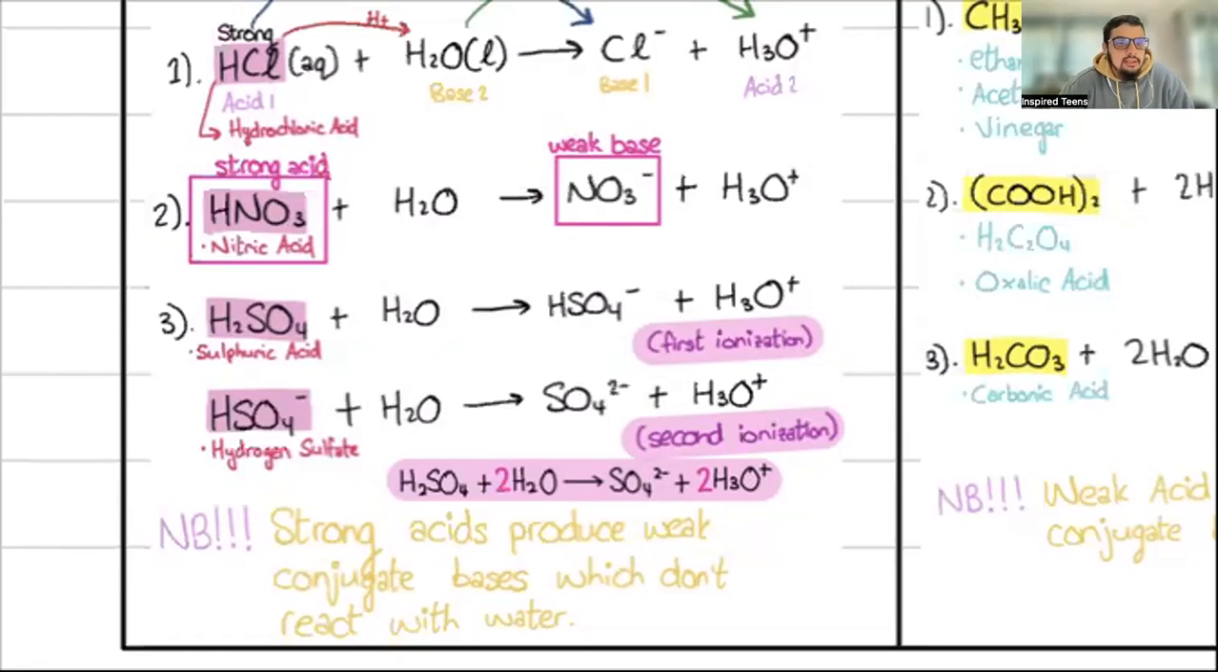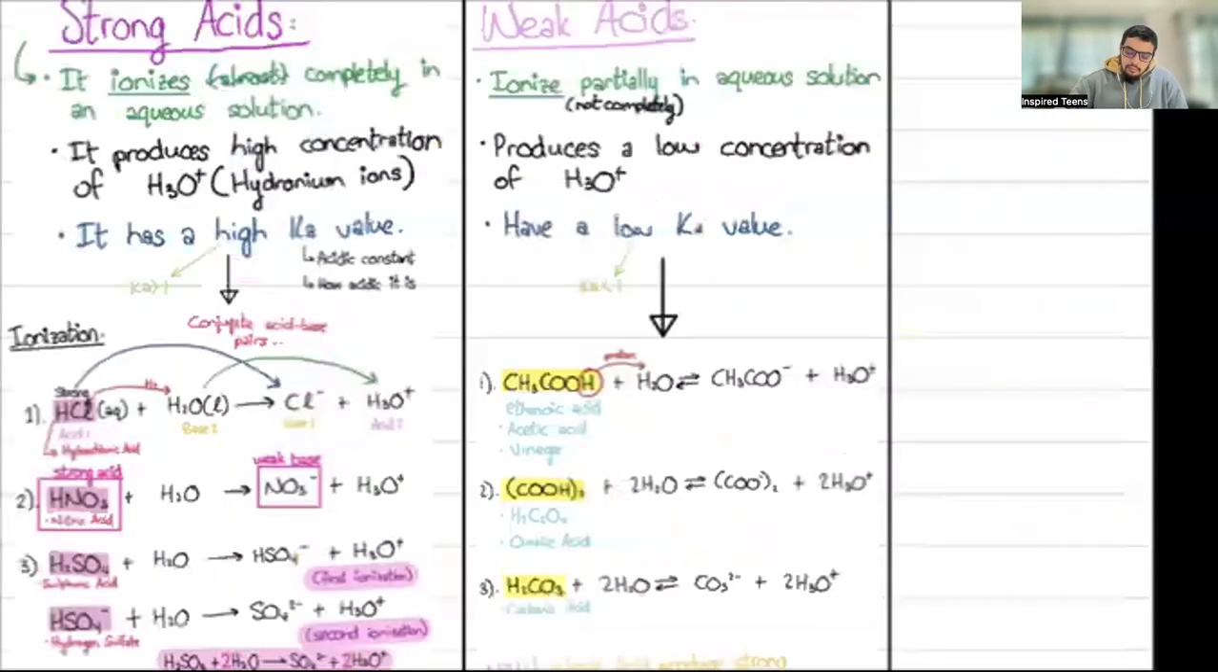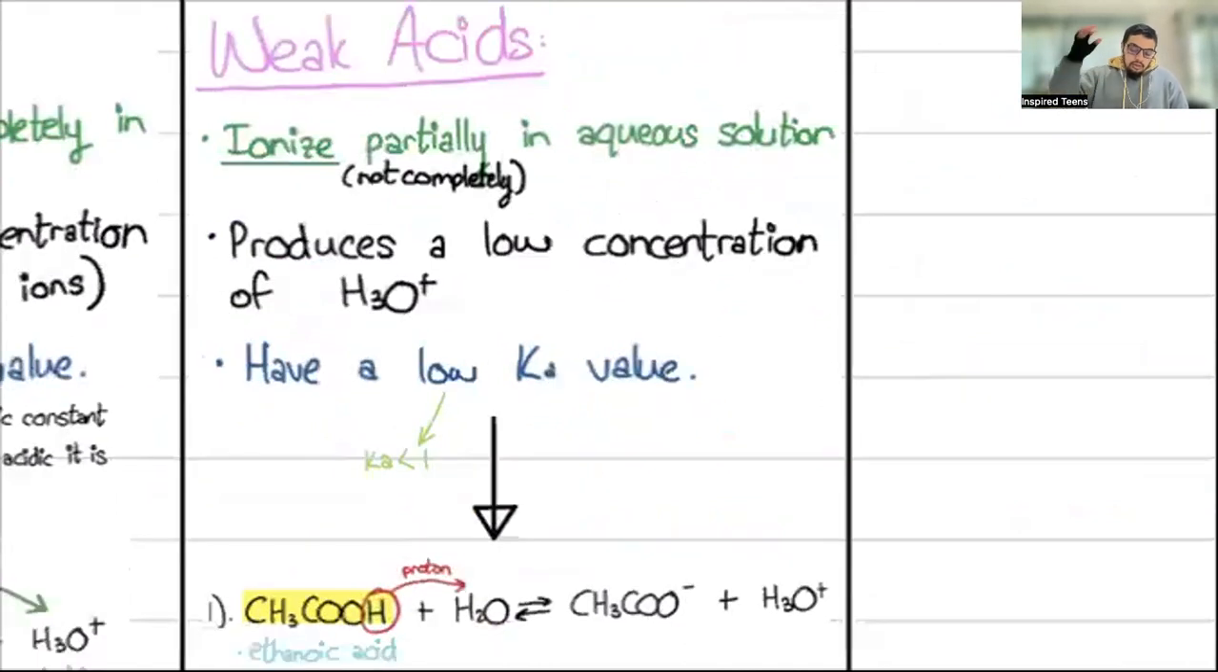Okay, so that's essentially what it's telling us. The strong acid produces a weak conjugate base. Let's move on to weak acids. Weak acids ionize partially in an aqueous solution. That's the definition of a weak acid. It produces a low concentration of hydronium ions.